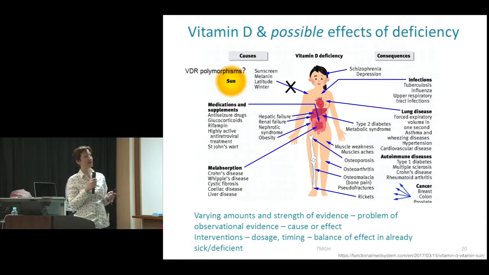But there is evidence that vitamin D, so it's not just about bone health. Vitamin D is acting as a transcription factor and as a hormone for a whole load of processes and is required for immune function. So vitamin D has been associated with schizophrenia and depression, infections, particularly TB and respiratory infections, other kinds of lung diseases, autoimmune diseases, cancer, associated with malabsorption. So there's a huge number of different things.